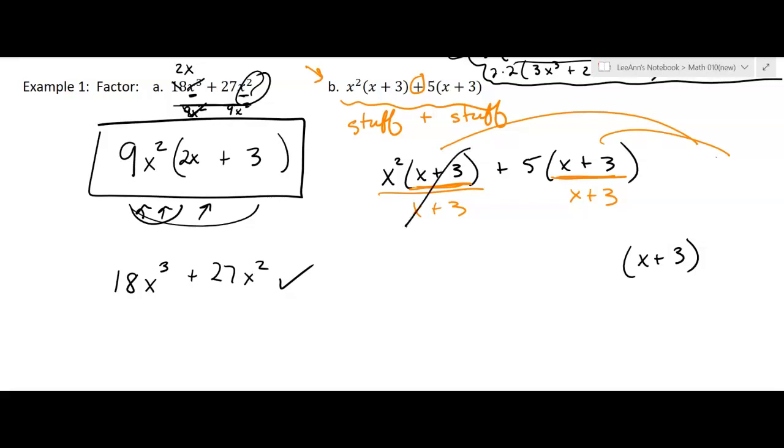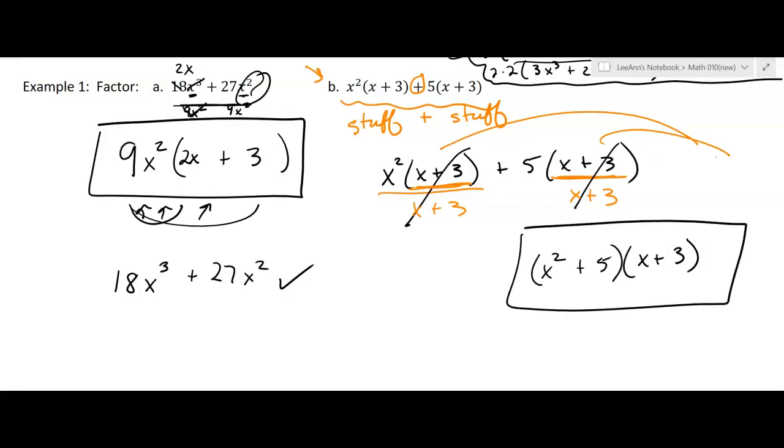Now, what do you have left? Well, those cancel, so you'd have x squared, and those cancel, plus 5. And that's the answer. Because now you have stuff times stuff. Now, you might be thinking, well, how do you check that? Yeah, that's a little tricky.